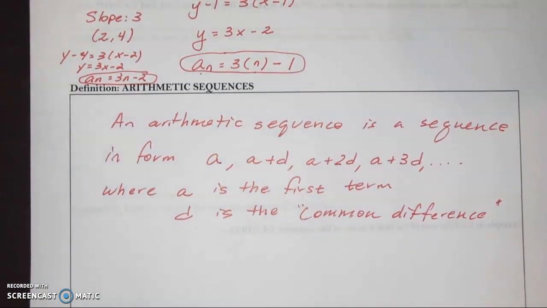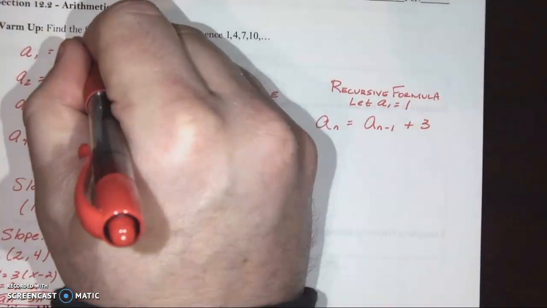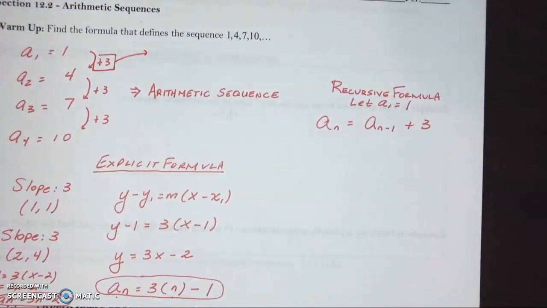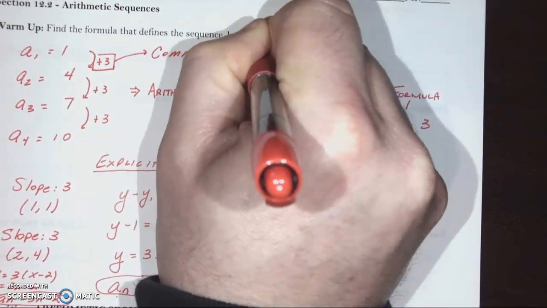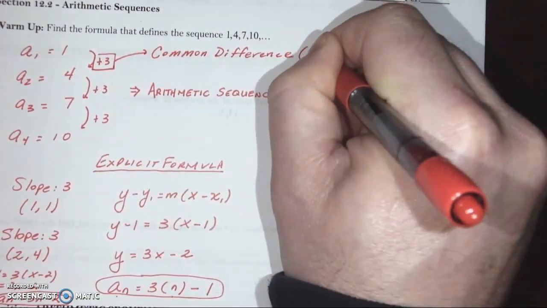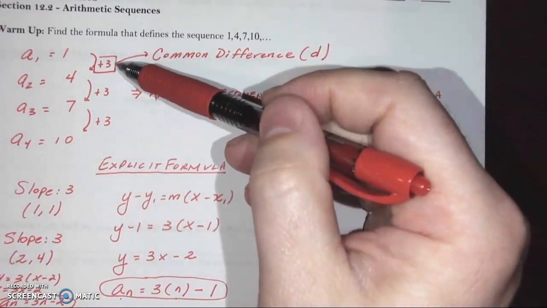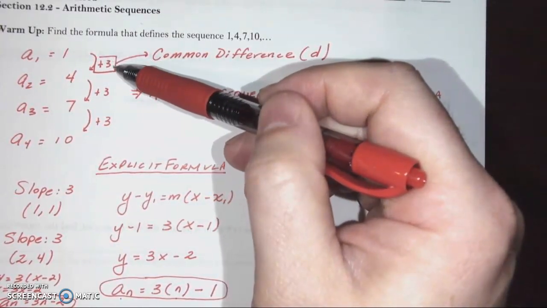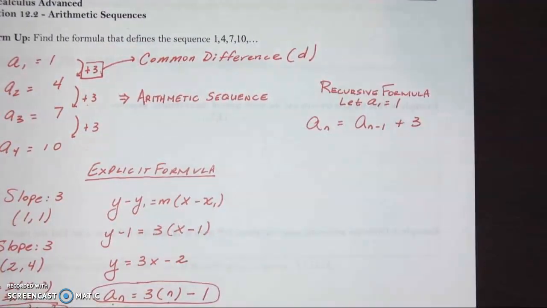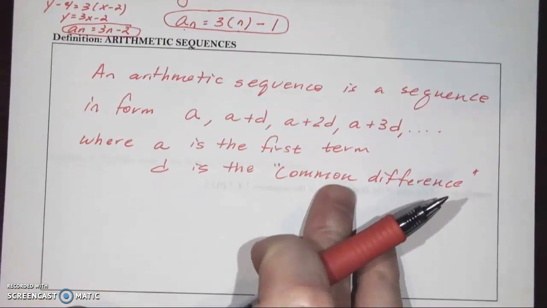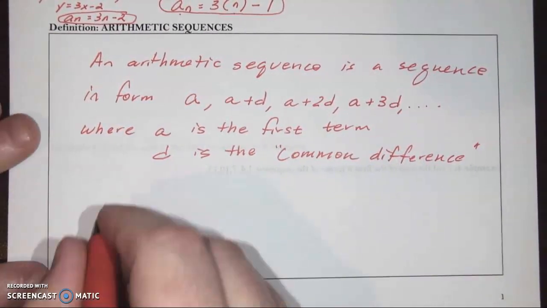Now, that common difference, we've already talked about. This 3 here, in arithmetic sequence terminology, is the common difference, or d as it's defined. Whatever number is being added to each term, that constant difference between each term, that's what we call our common difference. We have a formula for the nth term of an arithmetic sequence.